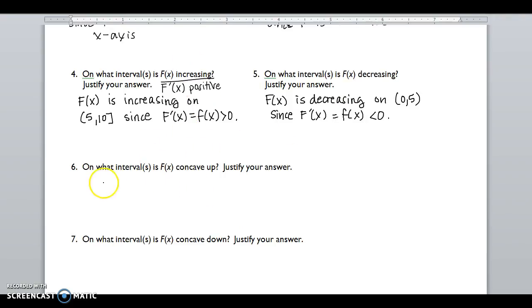Okay, 6 and 7 ask about concavity. So this first one says, on what intervals is f of x concave up? So for concavity, you always want to think about the second derivative. So for concave up, we want the second derivative to be positive. So what that means is the second derivative is f prime of x has to be positive. Okay, so just like from this problem, f prime of x is equal to f of x. So big F double prime of x is equal to just f prime of x. So we just took the derivative again. And if f prime of x is greater than 0, that means f of x is increasing.